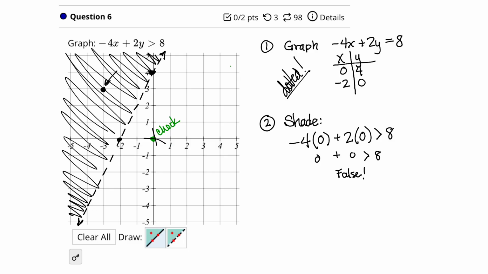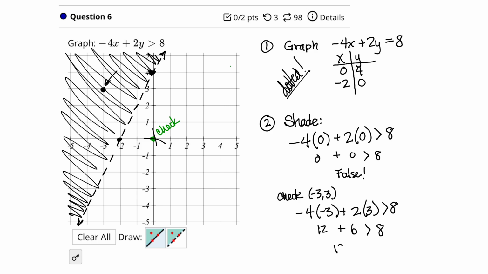Okay, so that's negative 3, 3. I'm going to check it just like I did the 0, 0. So x was negative 3 and y is 3. So I get 12, add 6. Is that greater than 8? Absolutely it is. That one's true.